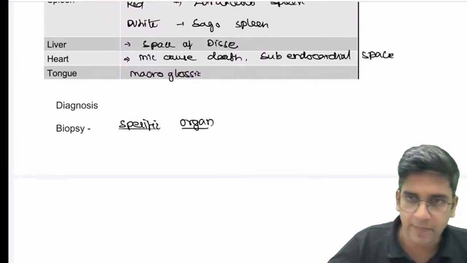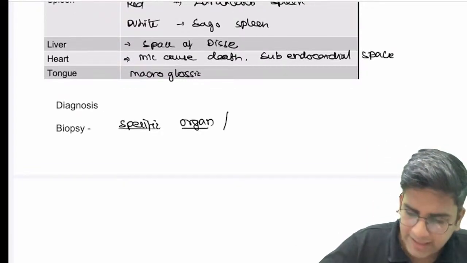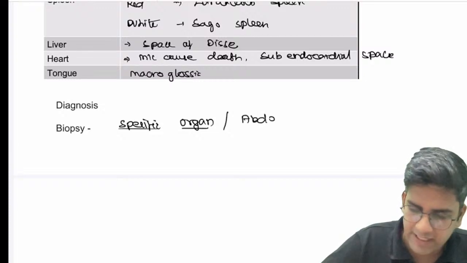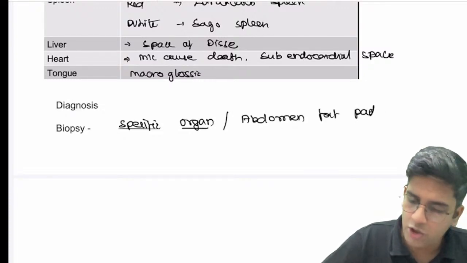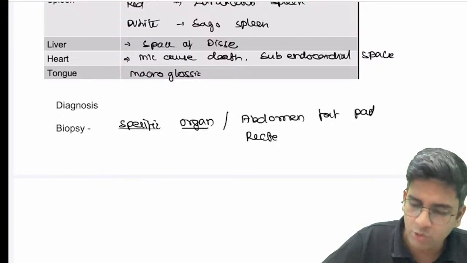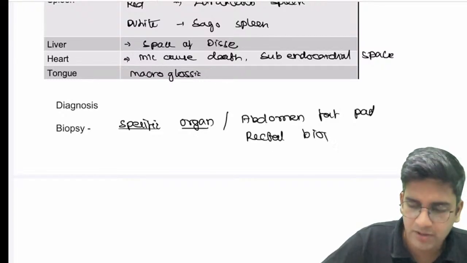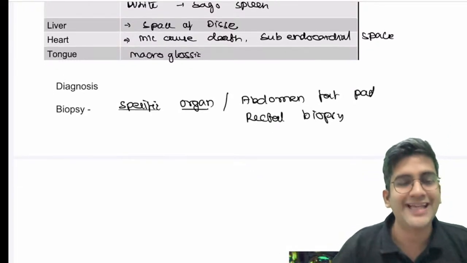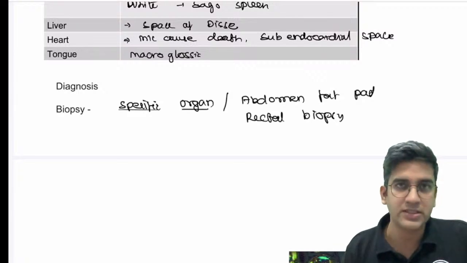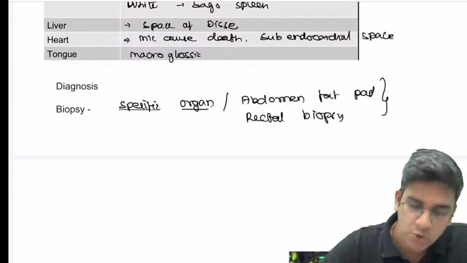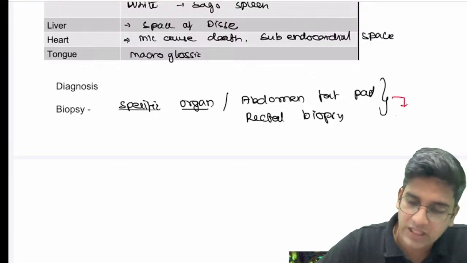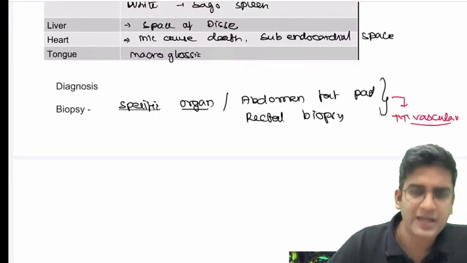Or I can have an abdomen fat pad aspirate. You can write both abdomen fat pad, or you can write a rectal biopsy. Both are good enough. We know the concept. The concept is both of them will have an excess amount of capillaries or blood vessels because amyloid deposits in the perivascular area. That's why these two areas are chosen because of their abundant vascular network. Be it a capillary or a vein, I need vessels here.